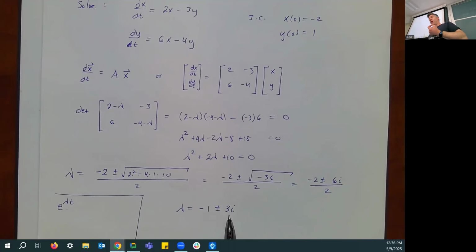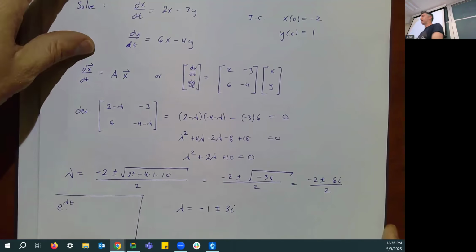Negative but complex, smaller with oscillations or spirals. And then finally, when you get one of each, it's a saddle. When it's one positive, one negative, saddle. Right? It goes in one direction, goes out the other direction. We'll write this down too as well, but I just want to kind of say it now as we're going along.